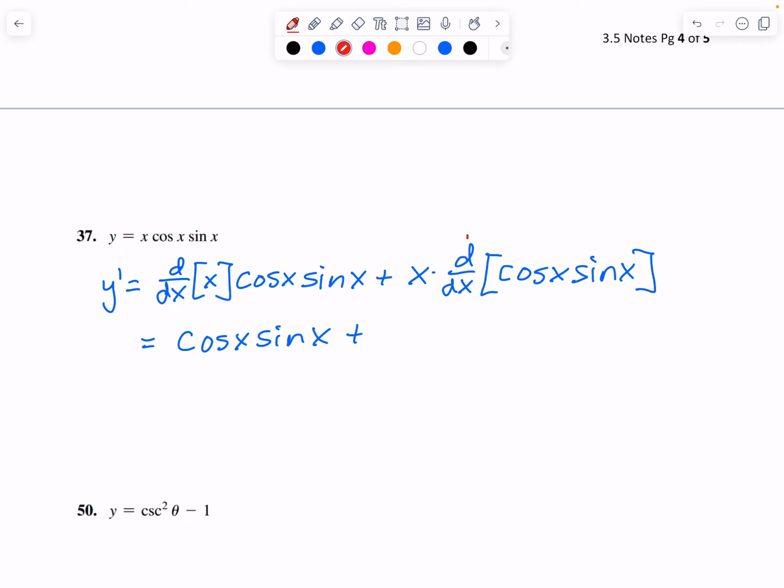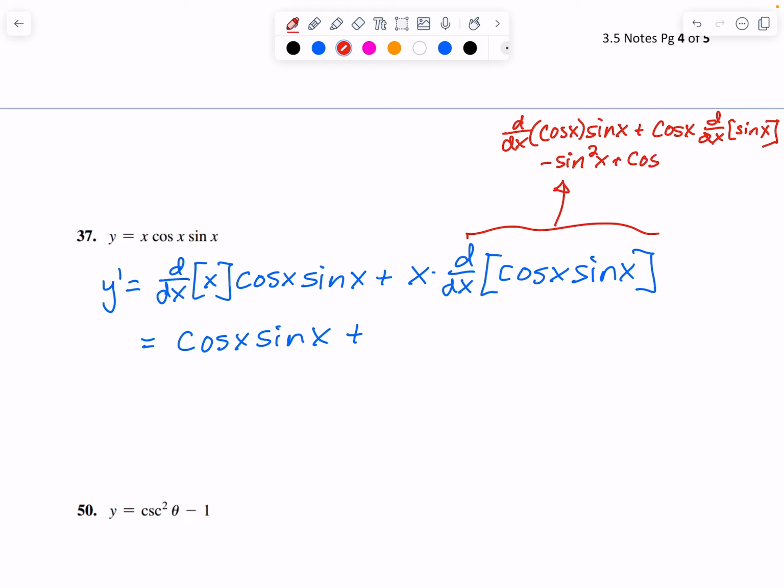Plus, all right, and then we're going to follow this derivative of cosine x sine x. Okay, so this is a product rule. So the derivative of cosine times sine, plus cosine times the derivative of sine. That's the product rule. Okay, derivative of cosine is negative sine, so I get negative sine squared x. Derivative of sine is cosine, so I get a plus cosine squared x. Okay, so I'm going to fill that in.